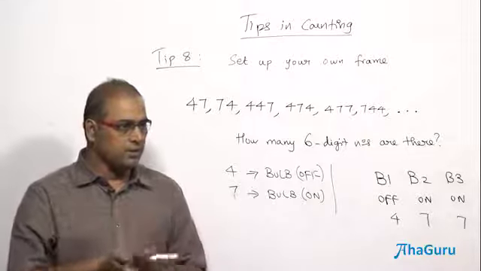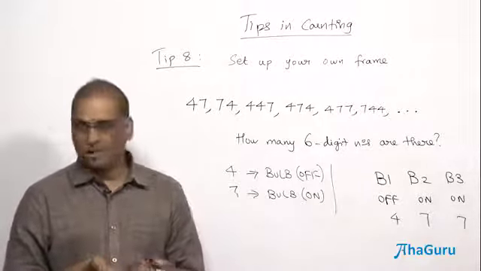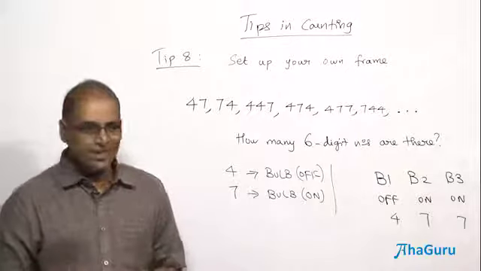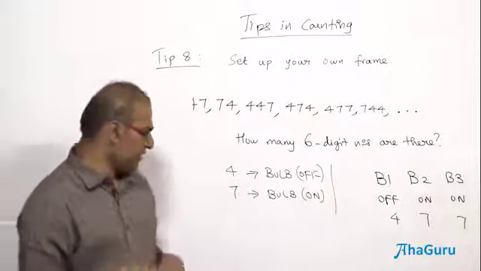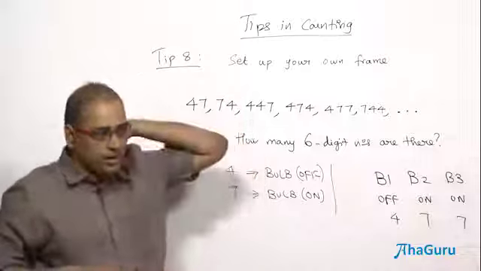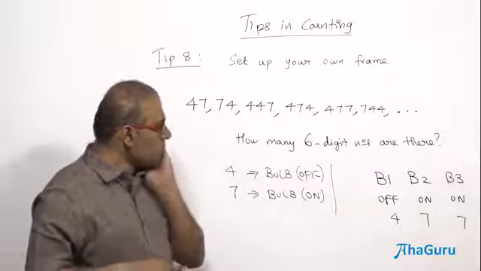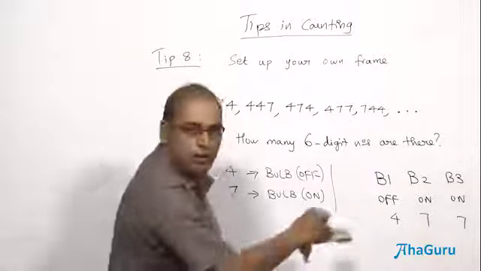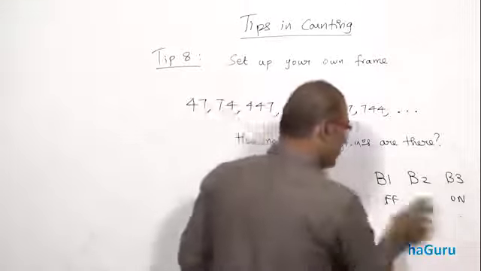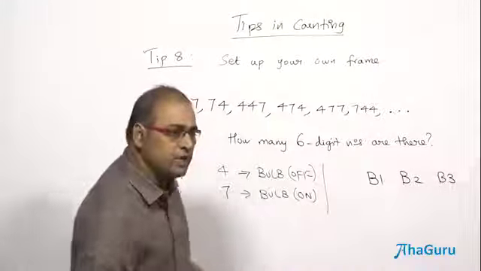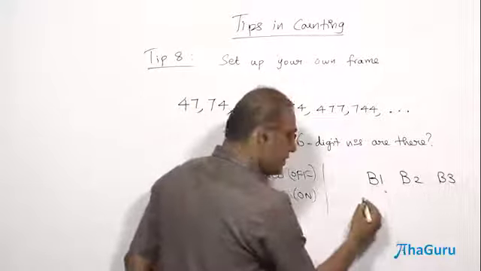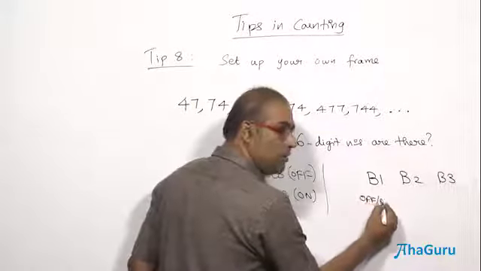So 1 for on and 0 for off, like the binary. I am not telling anything new. So you can create a frame because only 2 numbers are involved. It's like binary. Now let us not bother about the condition. We know each bulb has choices. It can be off or on.